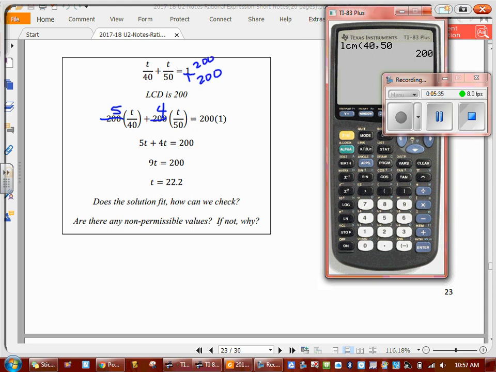Now we get rid of our denominators because we convert it. No more denominators. We're left with our numerators: 5t plus 4t equaling 200. We're going to get 9t when we add like terms. So we have to add our terms. You don't have to use t for time. If you like using x or y, that's fine. And then we add our like terms and get 9t total, 9x if you like, equals 200. Why did they choose t instead of x?